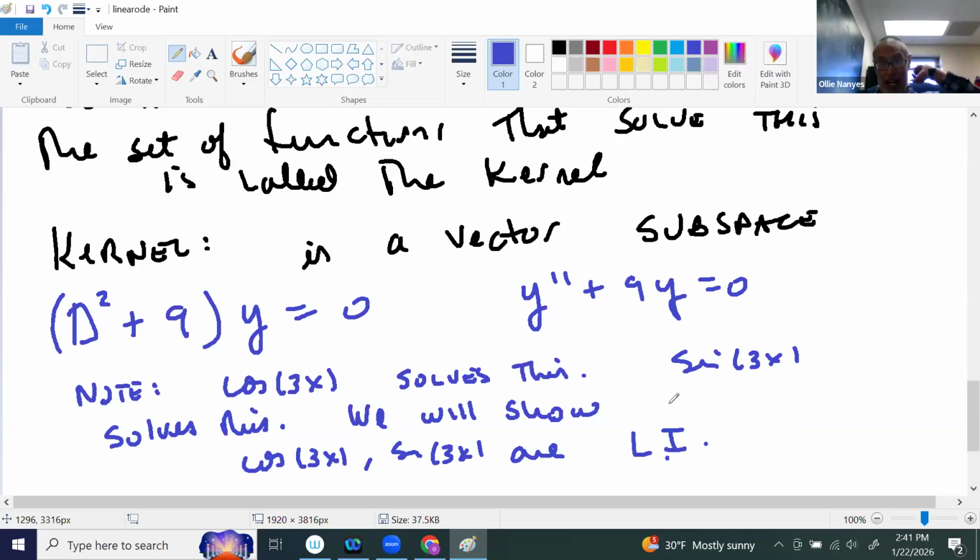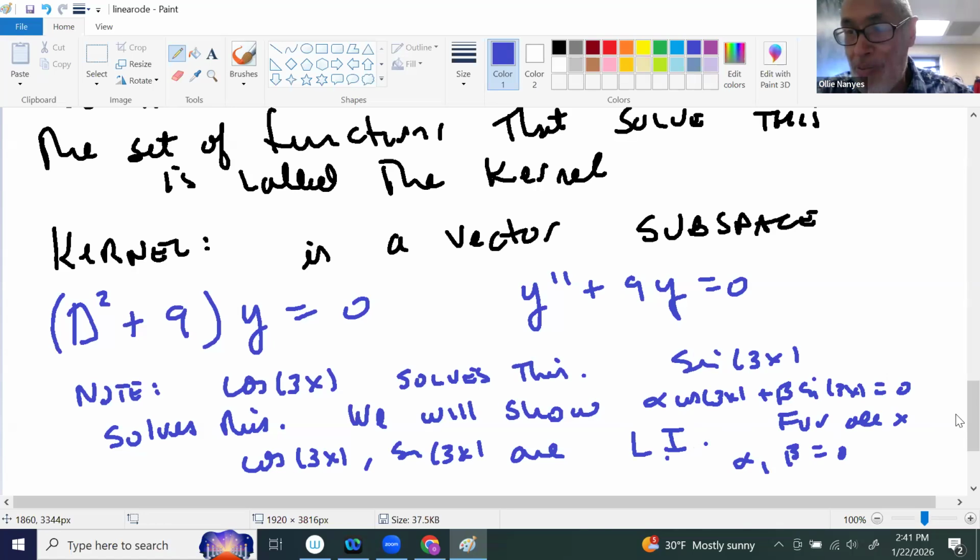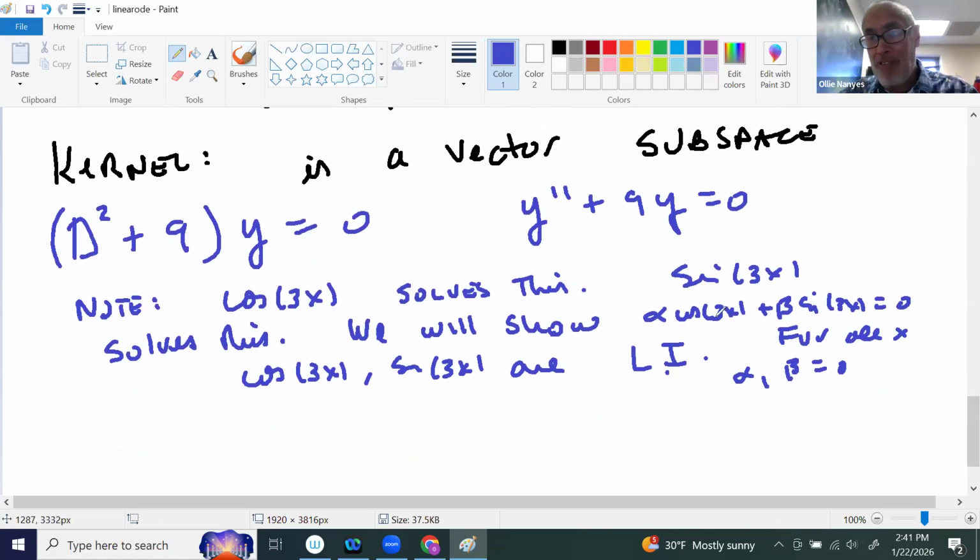Meaning that if you have alpha cosine 3x plus beta sine 3x equals 0 for all x, then alpha and beta are 0. In fact, I think I can show you that right now. So suppose this is equal to 0. And by the way, this is not how we're going to do it in class, but I'm going to do it here. So let's look at x equals 0, because this has to be true for all x. Then we get alpha times cosine of 0, which is 1, plus beta times 0. So alpha is 0.